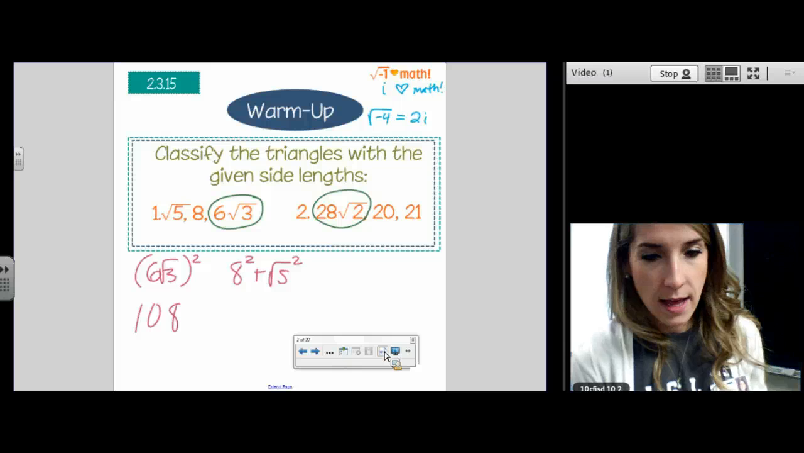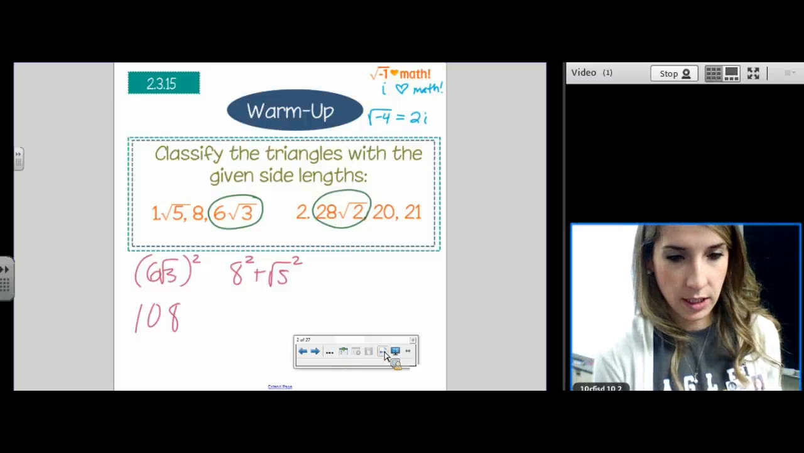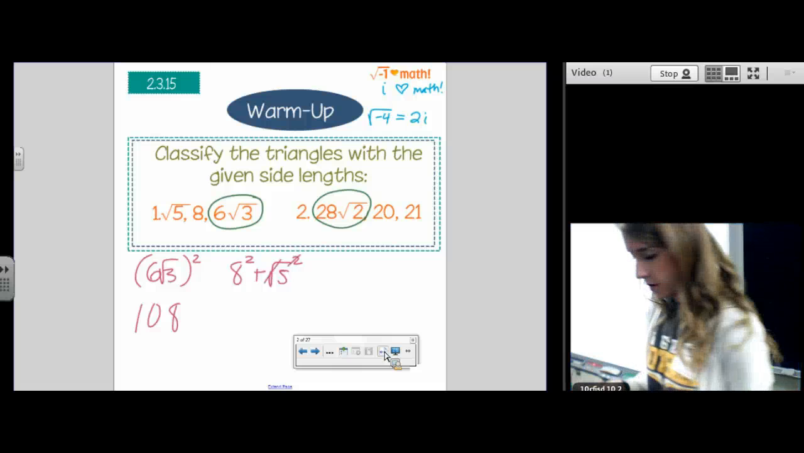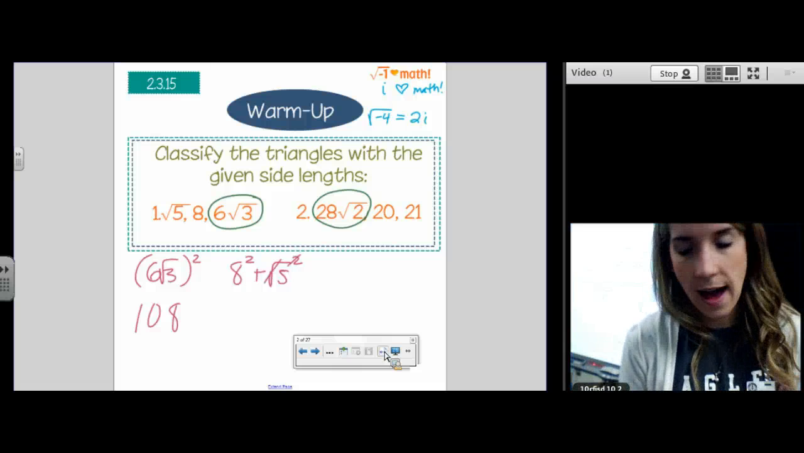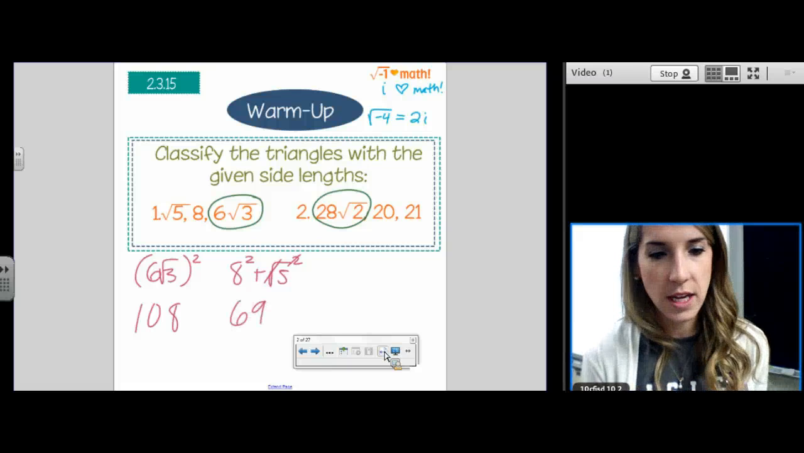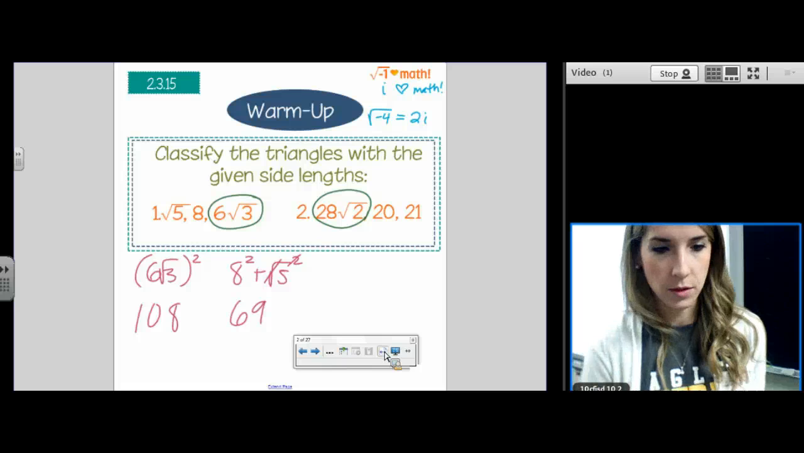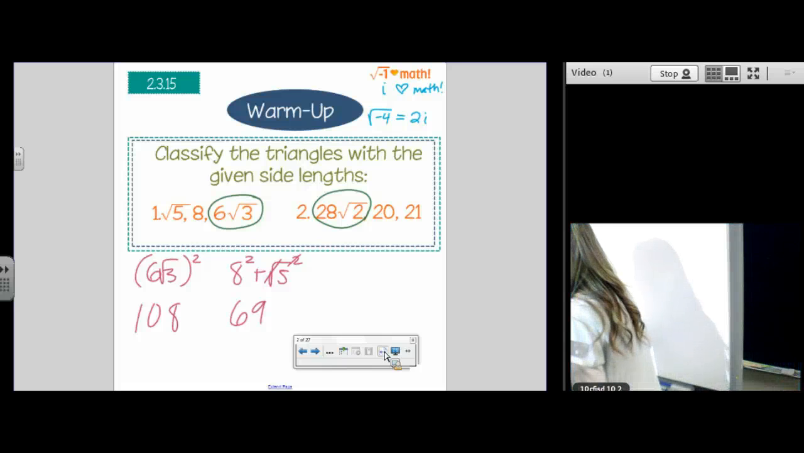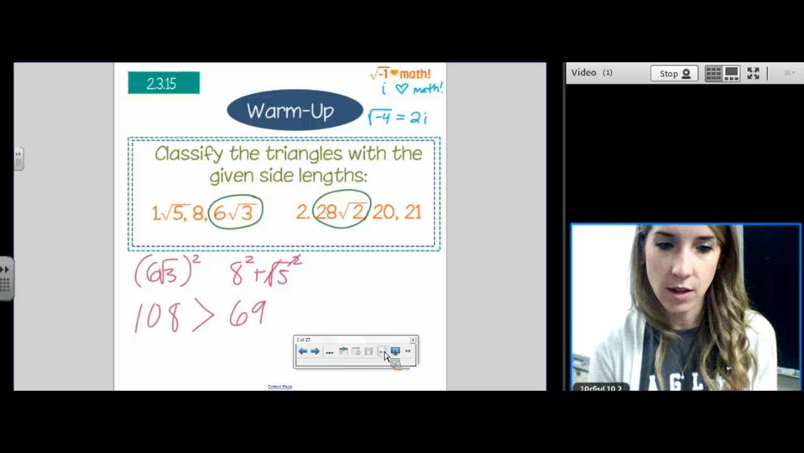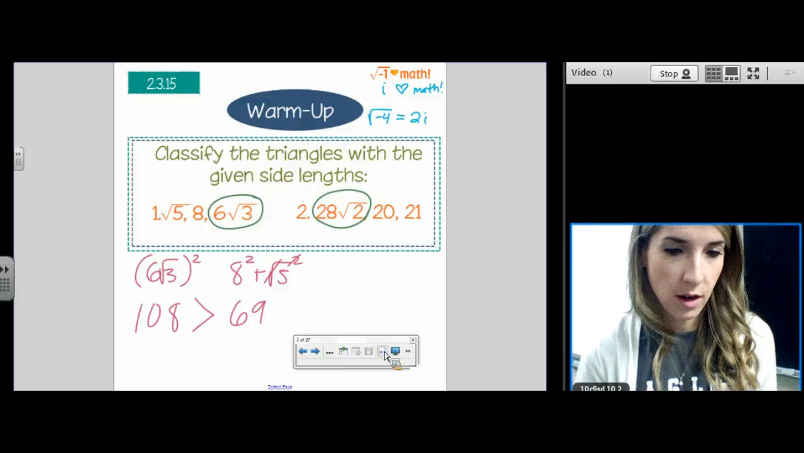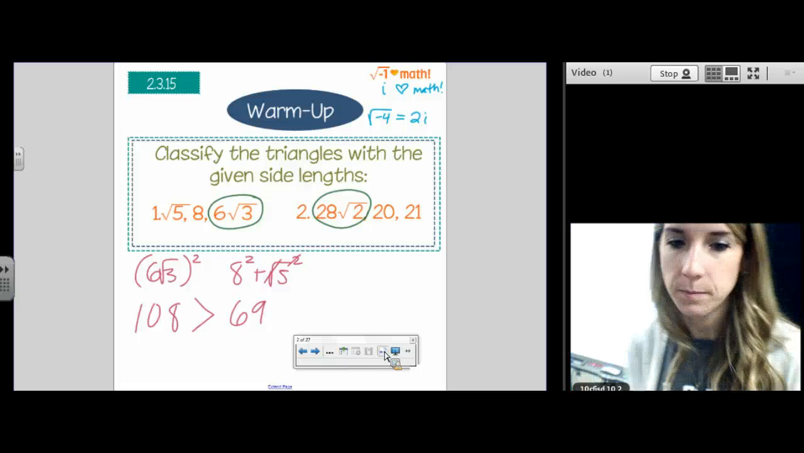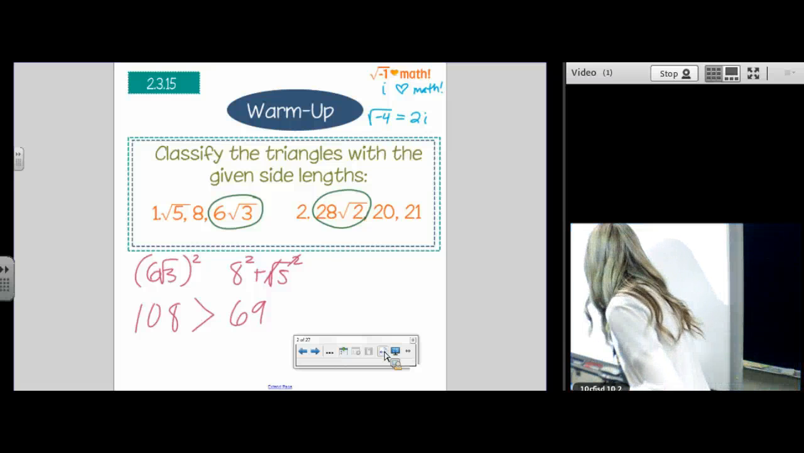All right, and then we have 8 squared, which is 64, plus the square root of 5 squared. These are going to cancel, so it's just 64 plus 5. So this one is not even close. The race is not even close here. It is absolutely obtuse. When you get a greater than sign, the answer is obtuse. When C squared is greater, the answer is obtuse. When C squared is smaller, the answer is acute. Greater, obtuse, smaller, acute.